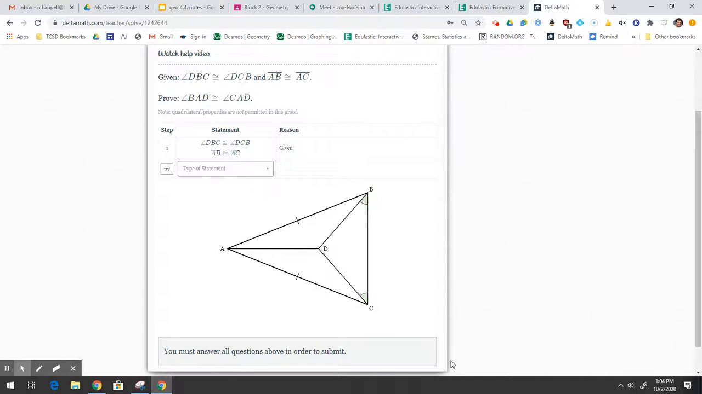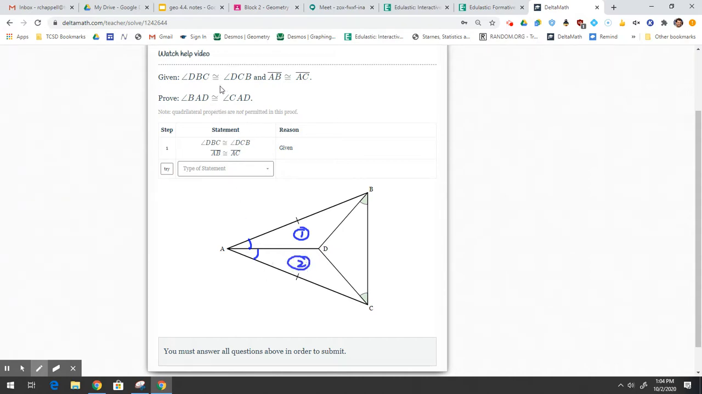All right, so here's our first full proof. So this is all by ourselves. So we need to prove that angle BAD, this angle here, is congruent to CAD, this angle here. So it would be helpful to prove that this triangle is congruent to that triangle, right? We got to do that some way, somehow.